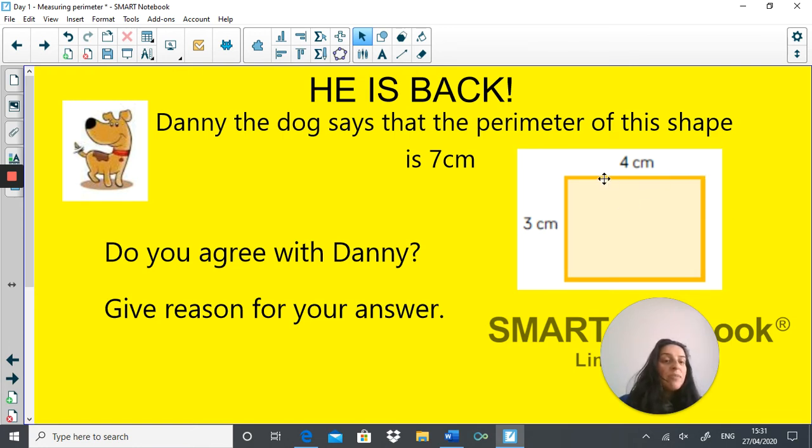So the total perimeter would be 4 plus 3 plus 4 plus 3, which is, in fact, 14 centimeters. The perimeter of this shape is 14 centimeters. Did you guys get it right? I hope so.